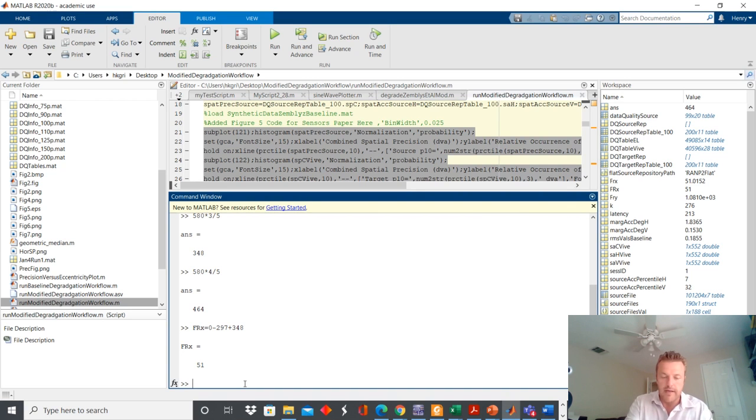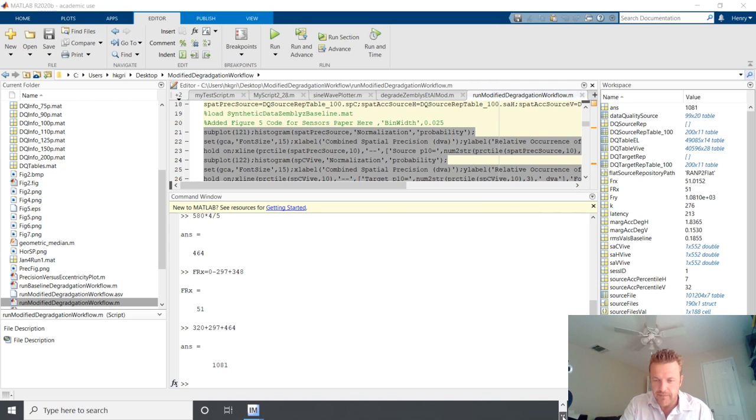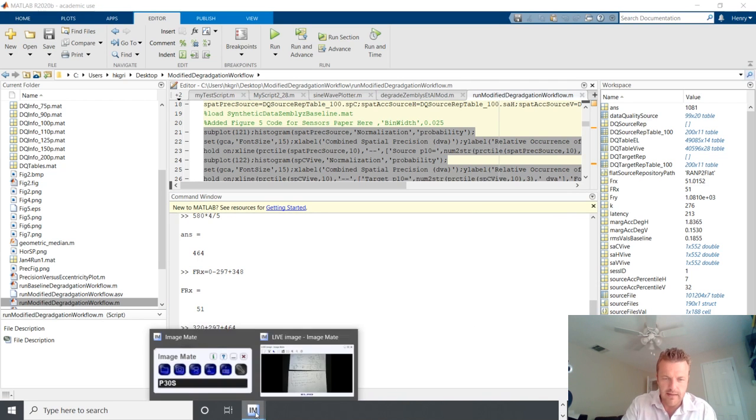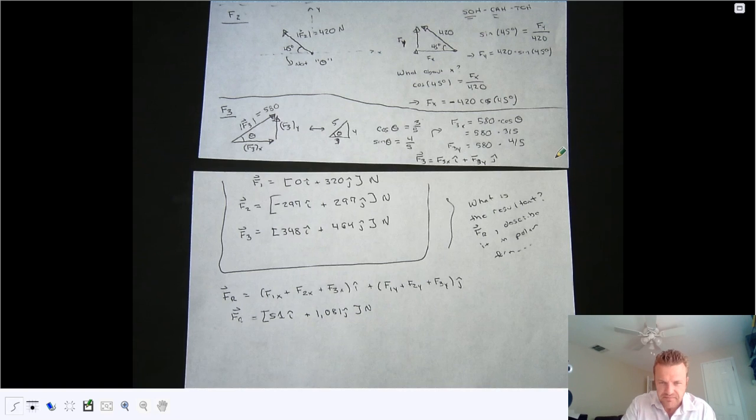And for the vertical direction, I'm going to add 320, 297, and 464. I'm going to get a result of a little over a kilonewton of force. And if you look at that original diagram that we were provided, it's not surprising that the y component of the resultant force, which is just to say how much that thing is being pulled up out of the ground, is much greater than the horizontal component.